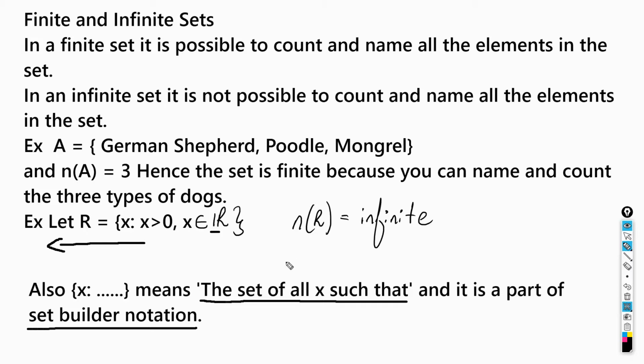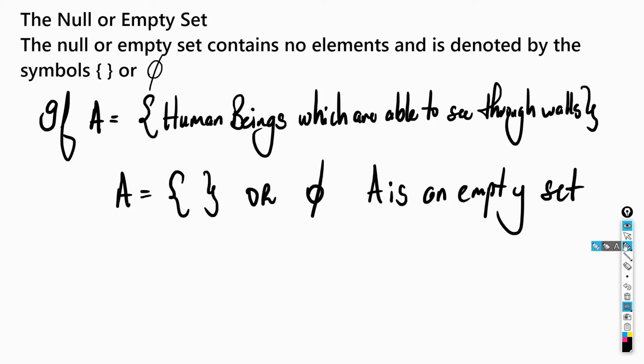All right, so let's move on to the null or empty set. All right, guys, so we're looking at the null set or the empty set now. It says the null or empty set contains no elements and is denoted by the symbol open-close brackets or a O with a cross through it, just like this here. And it says if A is equal to human beings which are able to see through walls, like some superhero type guy, A is equal to the empty set because no human being can see through a wall. It's the same notation here, O with a cross through it. That's what this is, and A is an empty set.